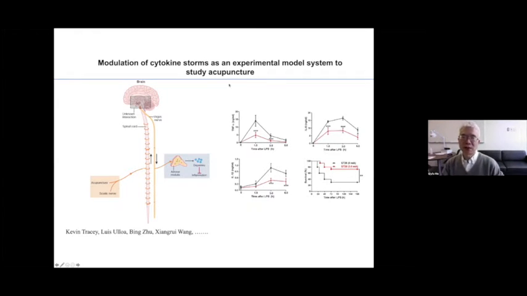One of the robust assays turns out to be cytokine storm management, pioneered by Kevin Tracey and many other people, like Luis Ulloa, Bing Zhu, or Xiangrui Wang. This acupuncture stimulation can reduce the cytokine storm dramatically and greatly promote animal survival. And this assay is very robust. So this is the assay we use.